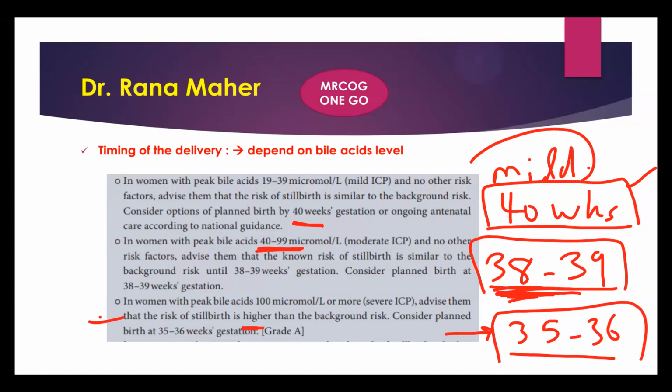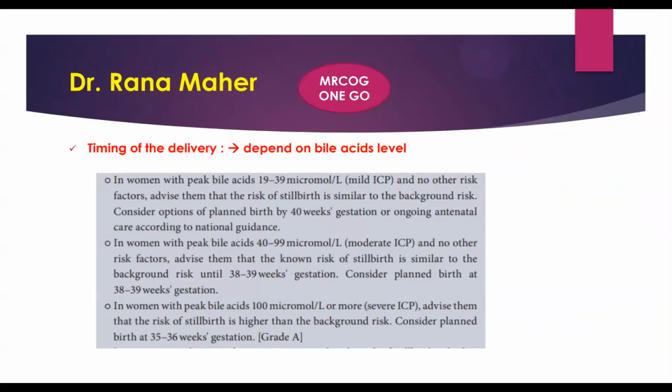Okay, so that's why we will follow mild and moderate, and for the severe, you will plan the delivery from the start, from the diagnosis of intrahepatic cholestasis, to be around 35 to 36 weeks.